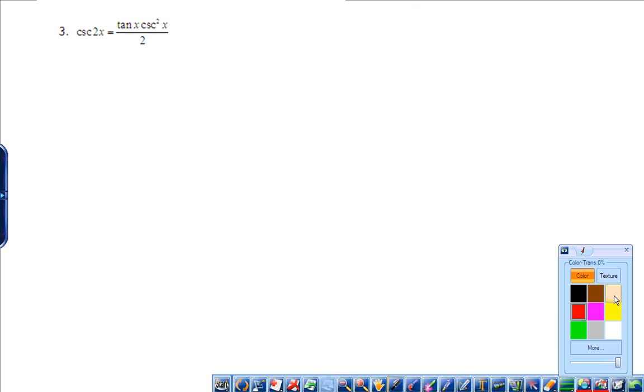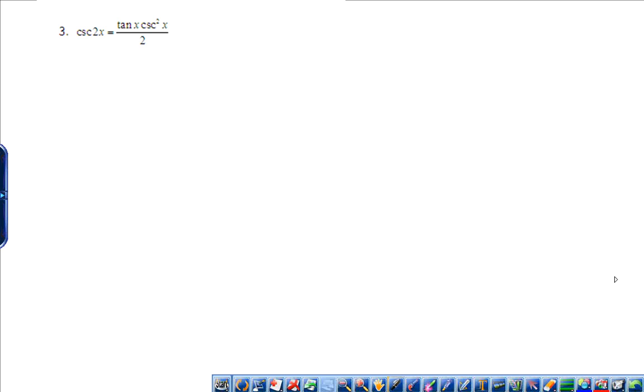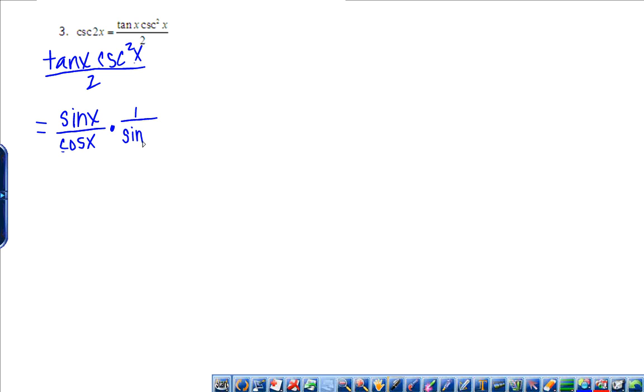Okay, let's look at our last one, see if we can find a way to do it. Okay, this is one way I found. How about we start here on the right side? So tangent x cosecant squared x, and that's over 2. So I'm going to start on the right side on this one. Let's see, I probably would change tangent. So let's see, that's going to be sine x over cosine x. I probably would also change cosecant. And remember, tangent, that's just a fraction, so I'm just pulling everything out next to each other. So cosecant is 1 over sine squared. Okay. And since my 2 is on the bottom, that's a 1/2.